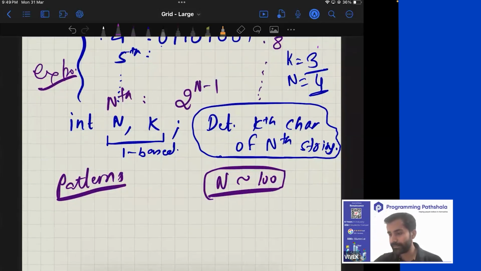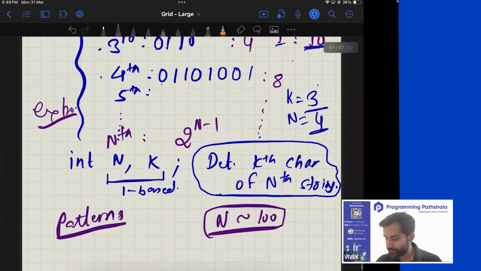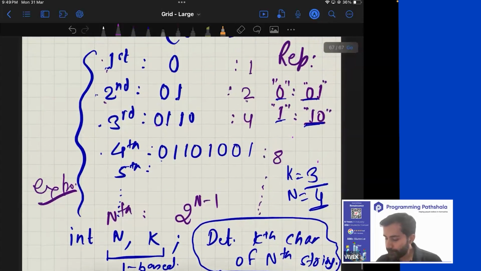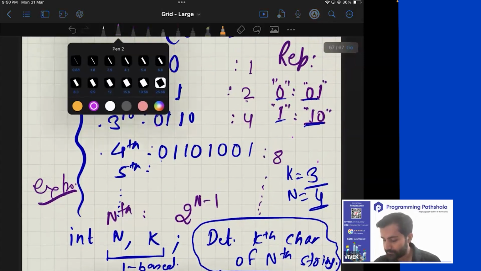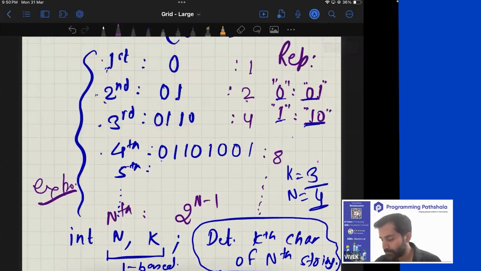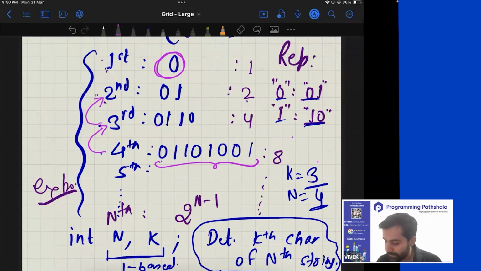Okay, so now let's focus here and try to understand. What is the root of every string? When I say root, I mean, where did it come from? Let's say you talk about the fourth string. Where did it originate from? It originated from 0, which is the first string. Yeah, you can say it originated from the third, but the third originated from the second and the second originated from the first. So everything originates from 0 only, right? That is the base, that is the root.